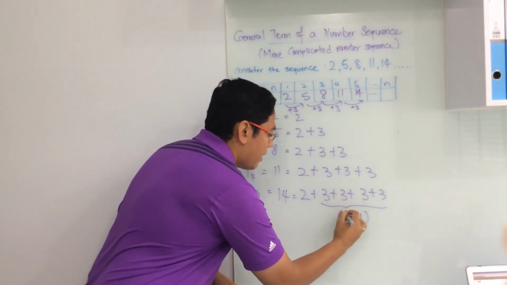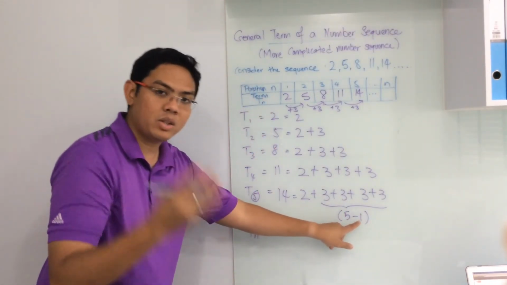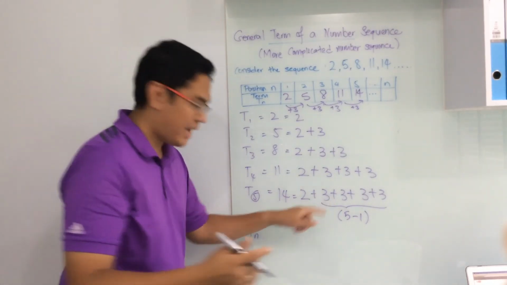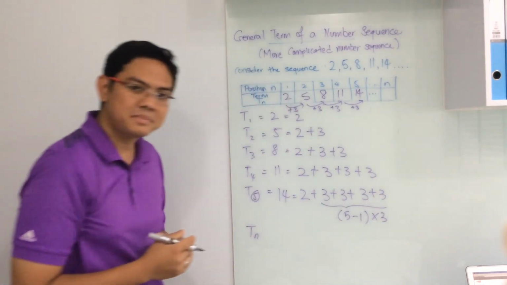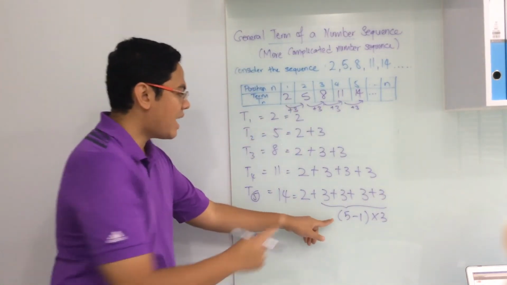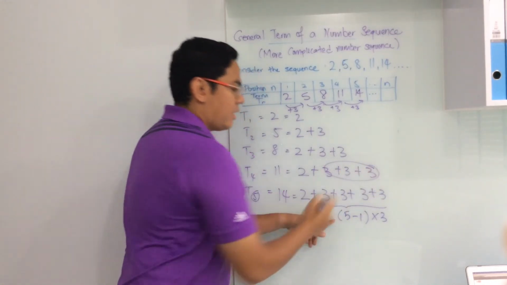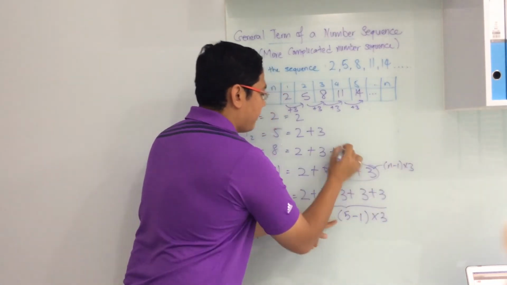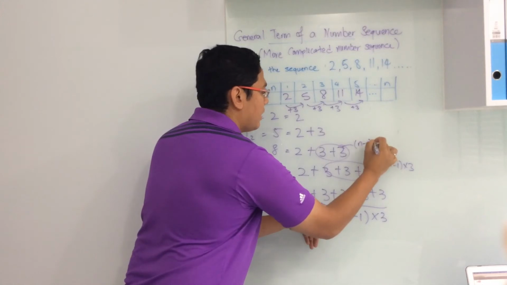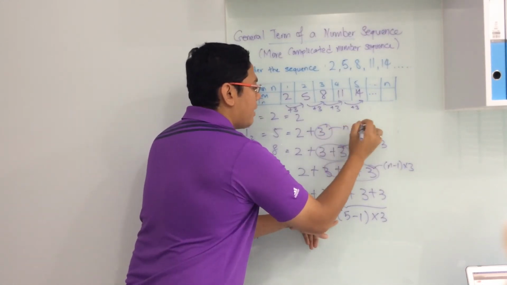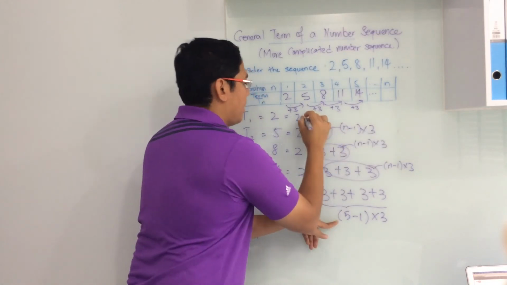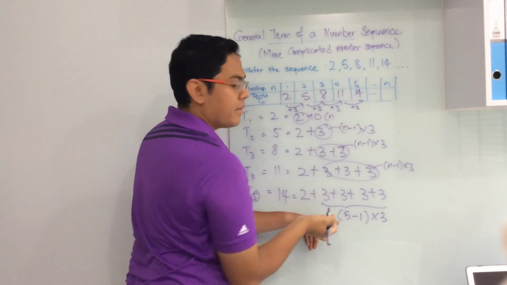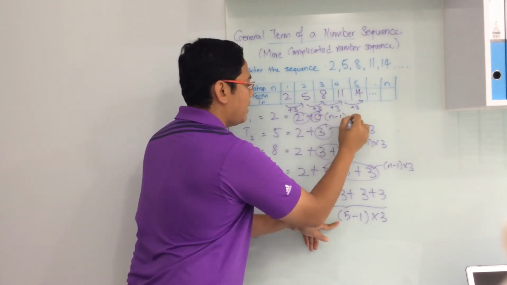I get 5 minus 1, which is equal to 4. And what should I multiply by? Exactly, multiply by 3. So the same goes for the others: I can take this as n minus 1 times 3. Oh sorry, for the first term this should be plus 0. So this 0 here is n minus 1 times 3.